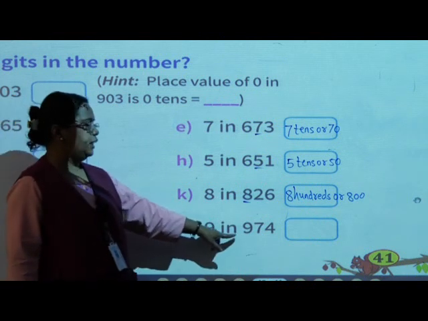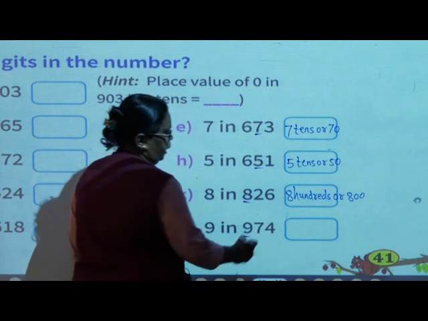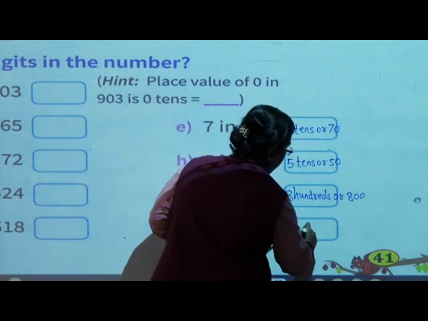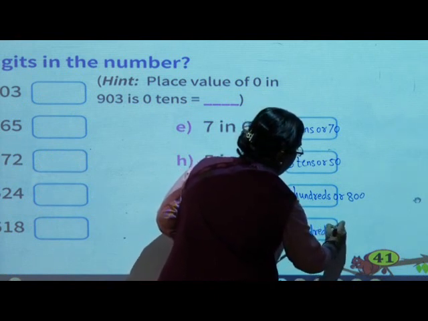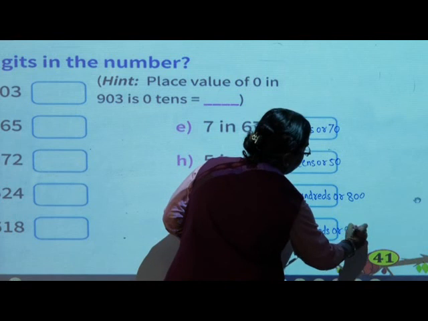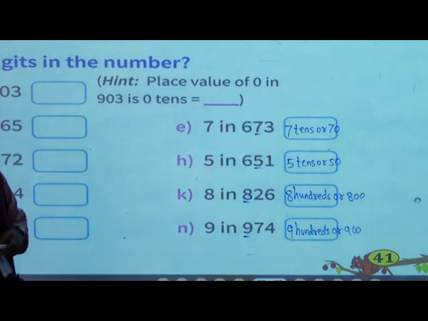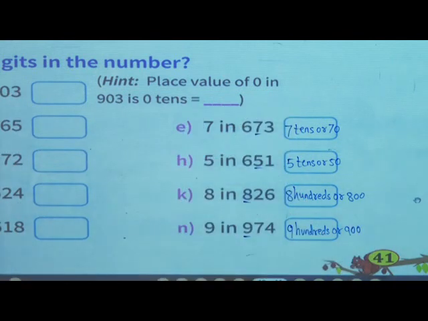Then 9 in 974. 9 is in hundreds place. So 900s or 900. Take down these children. Finish writing.